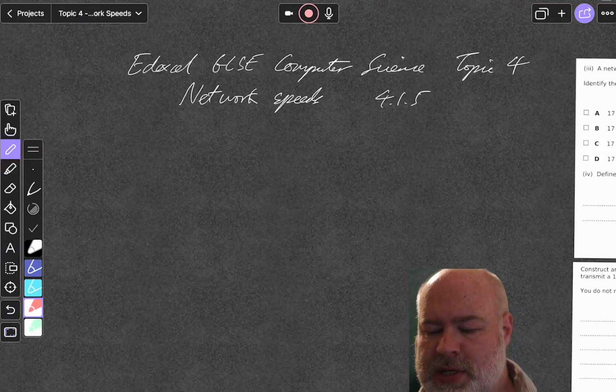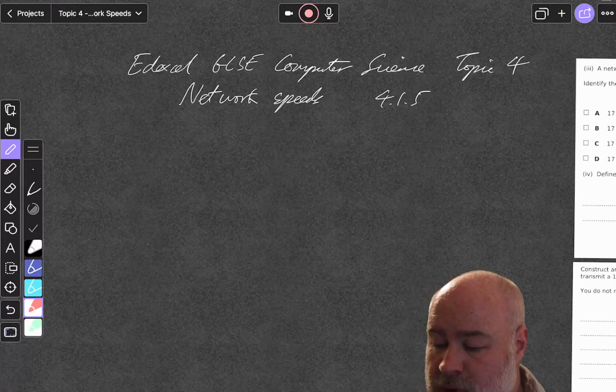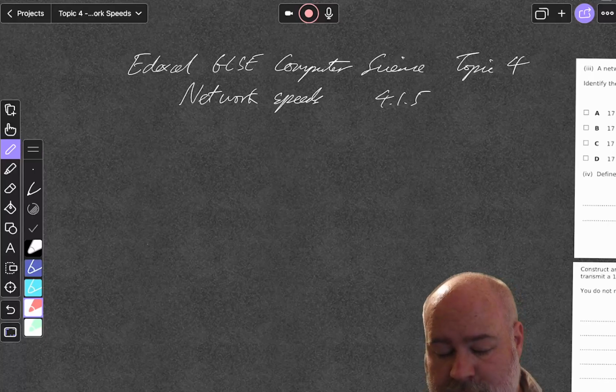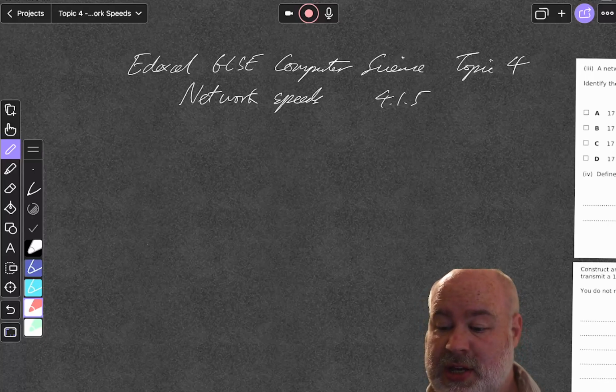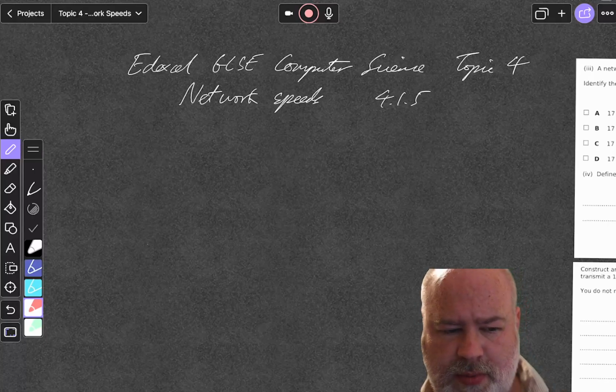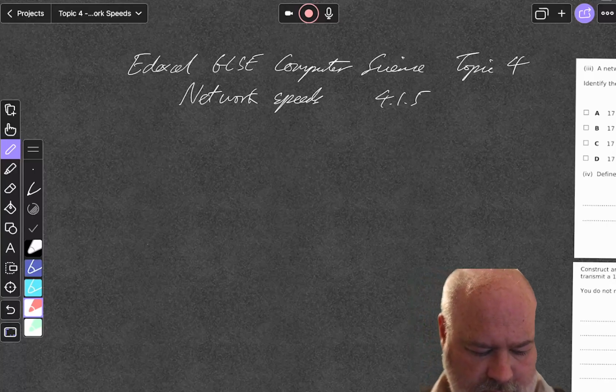Hello students, let's discuss network speeds, part of topic 4. 4.15 is the reference, Edexcel GCSE computer science. So there are a number of things we need to be aware of here.